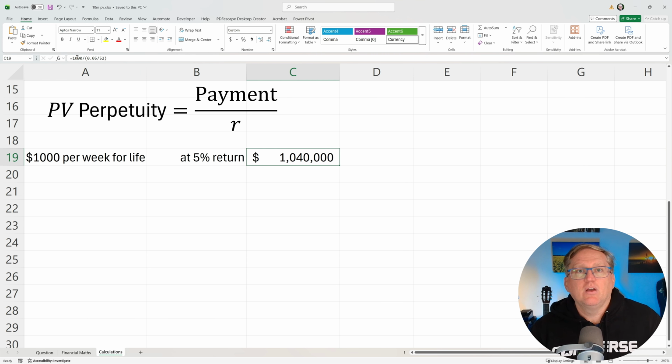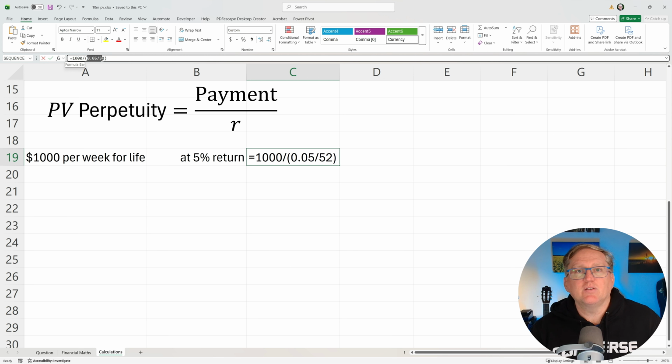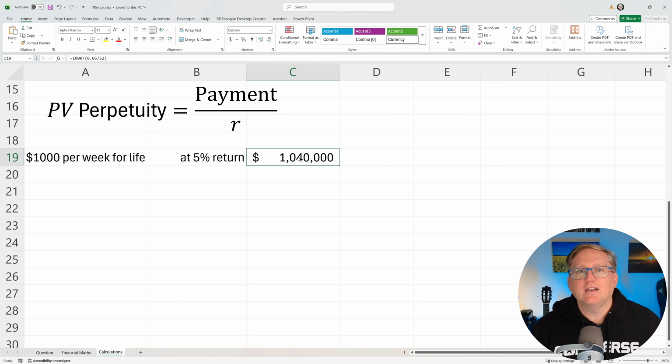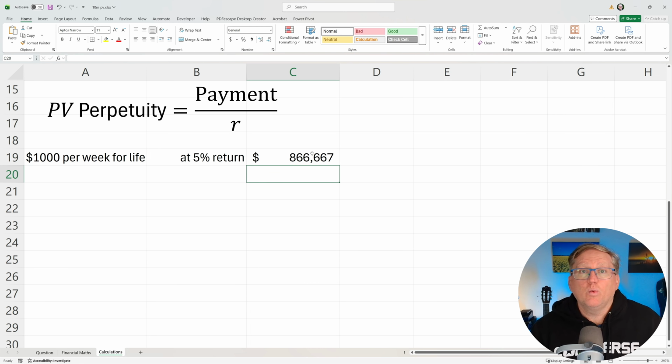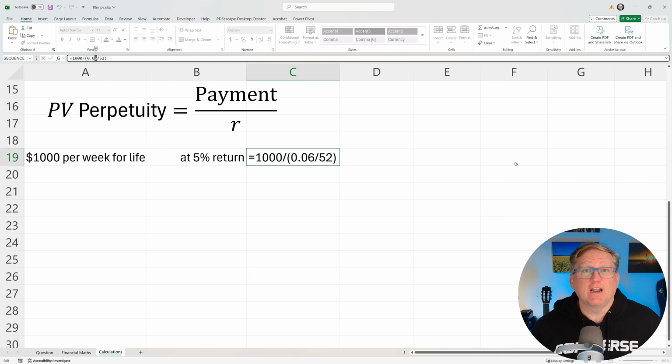So anyway, we take that 1,000 and we divide by my weekly equivalent rate of return, and we get 1,040,000. So we could say if we think 5% is a reasonable rate of return, then in fact $1,000 a week forever works out to be about $1 million. If money is worth more, if our required rate of return is higher, so let's suppose we took it up to 6%, we can see the equivalent now is only worth $866,000. If we thought that 6% was a reasonable rate of return, then in fact $1,000 a week forever, not so great.